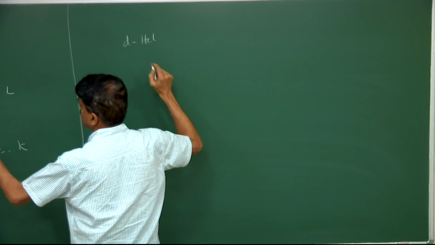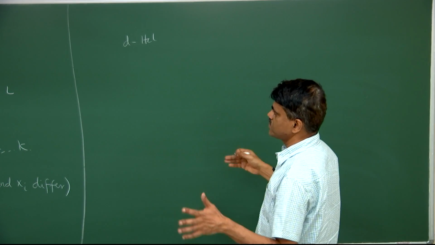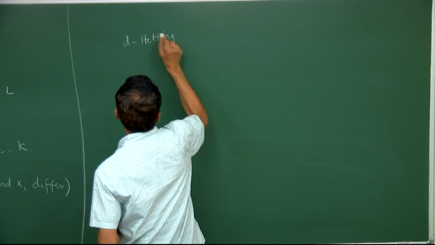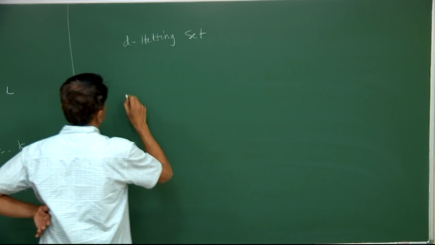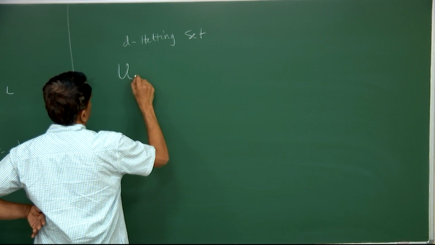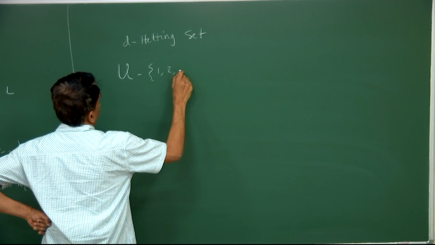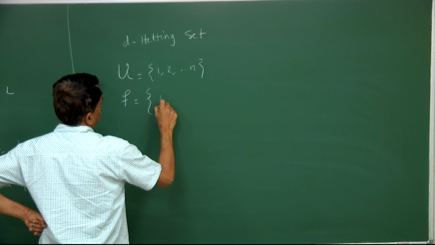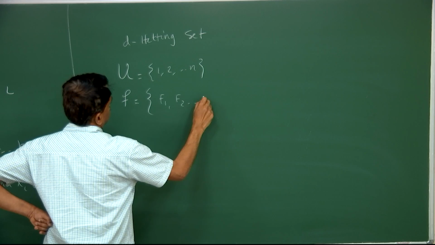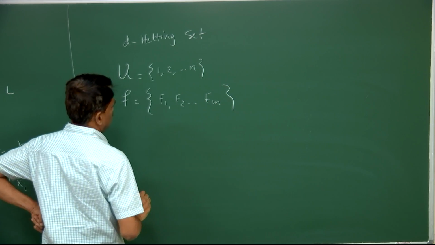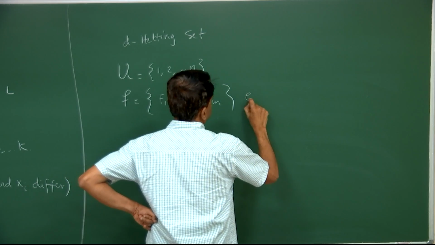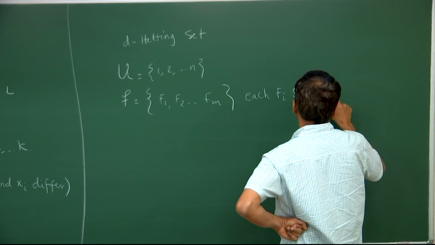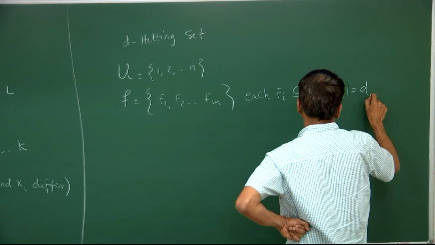I'm going to do a couple more examples, but today's examples are a little non-trivial. But let's just do some simple ones. What is the d-hitting set problem? You have a universe, let's say 1, 2 up to n, and you have a family, where each Fi is some subset of U and the cardinality of Fi is d.